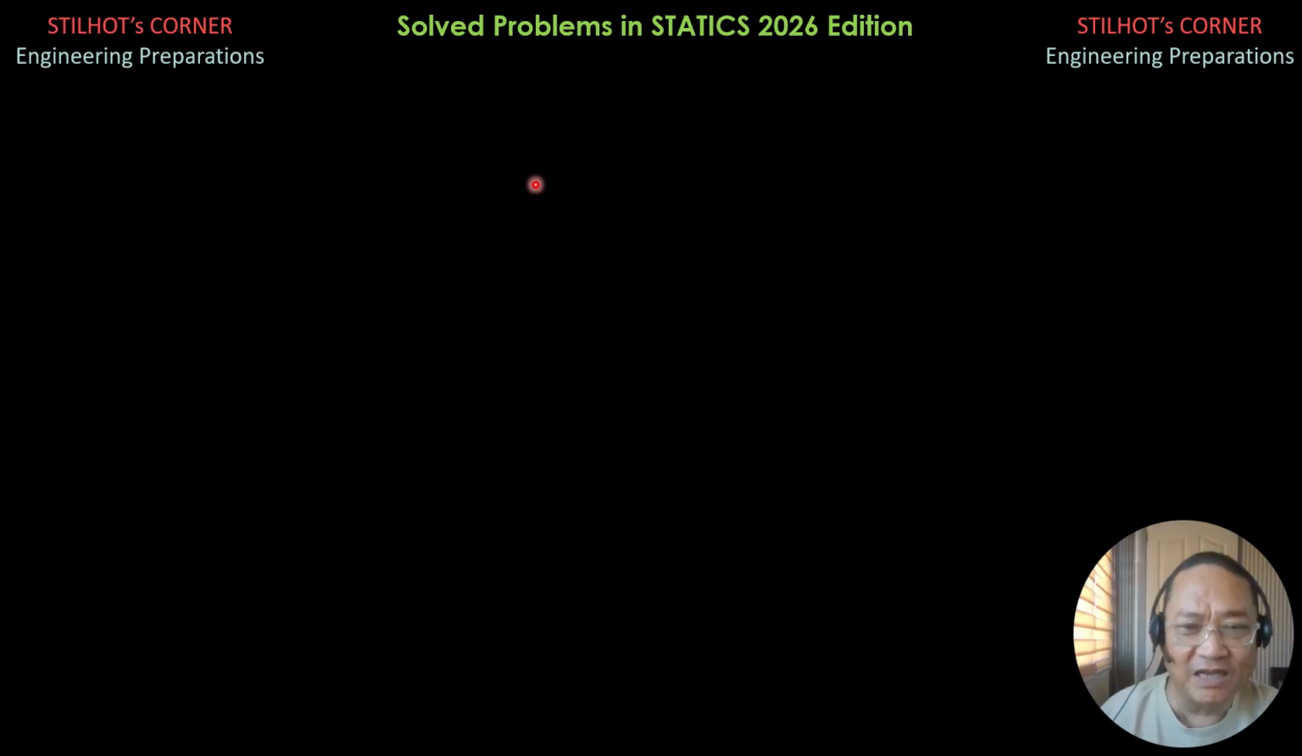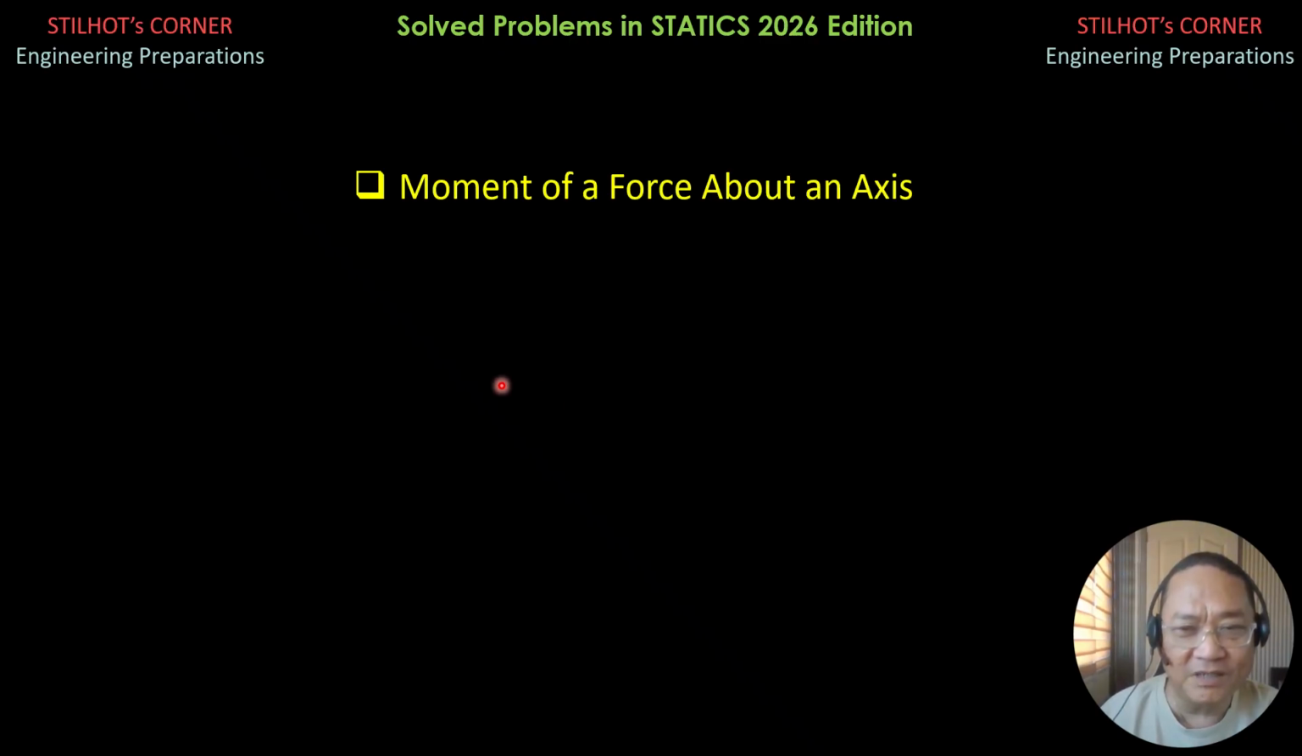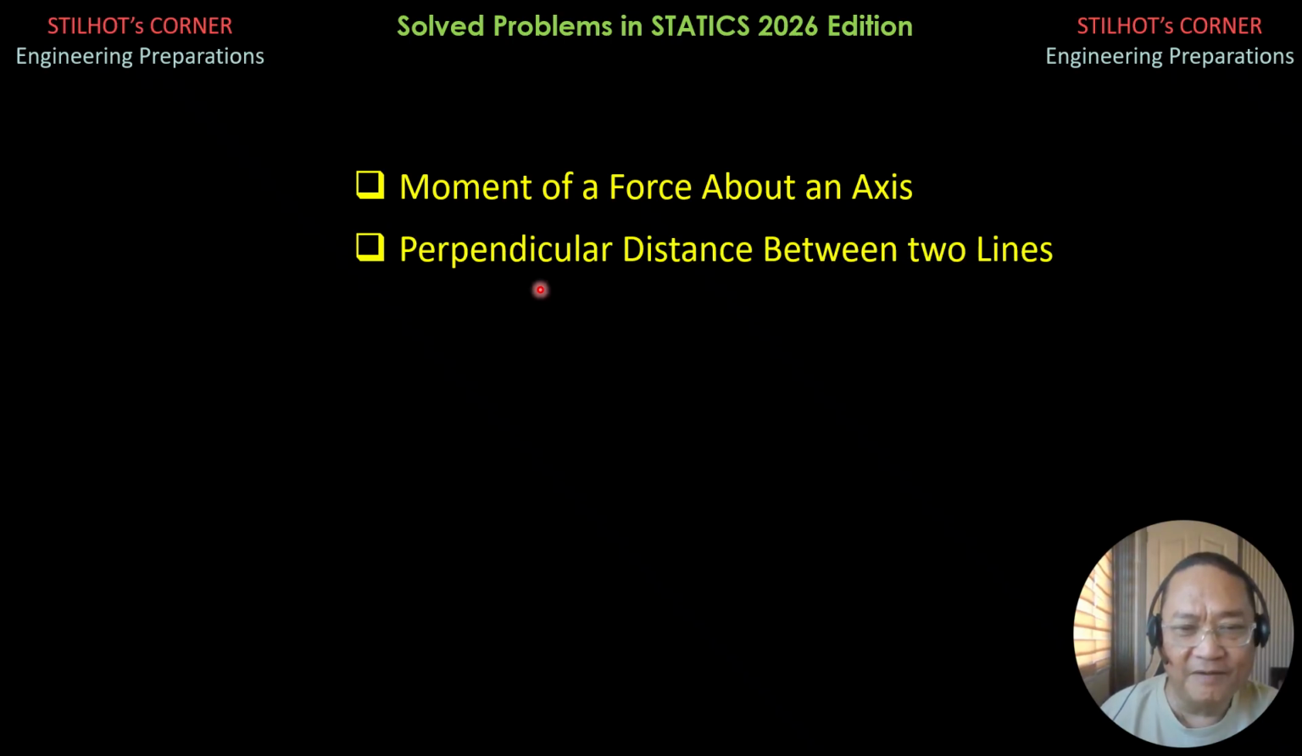So that is the principle, and that was the explanations made in the previous videos. So moment of a force about an inclined axis, then we will develop formula for perpendicular distance between two lines by using this concept of moment of a force about an inclined axis.